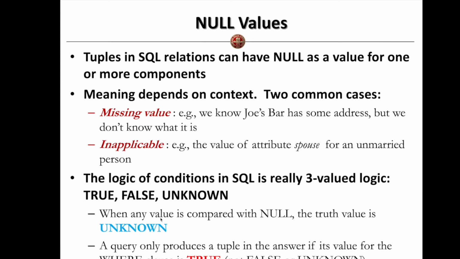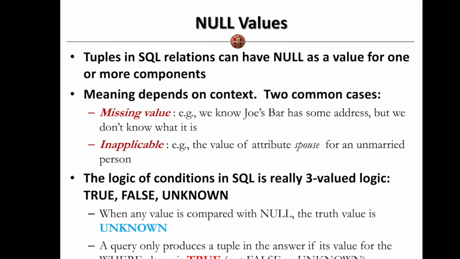When we are comparing any value with a null, the truth value for its expression, for its condition, will be unknown. Therefore, the logic of conditions in SQL has 3 values. Besides true and false, we also have unknown as well. This is something we need to pay attention to when we are designing these conditions.